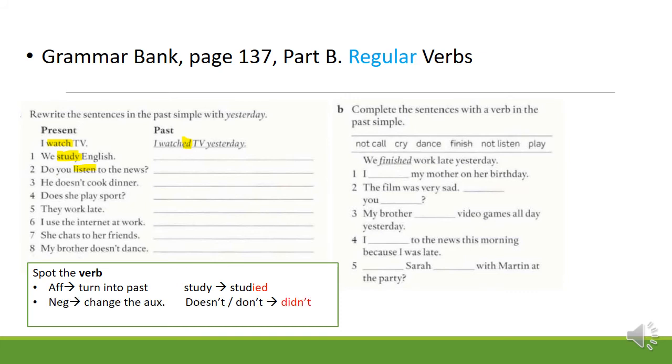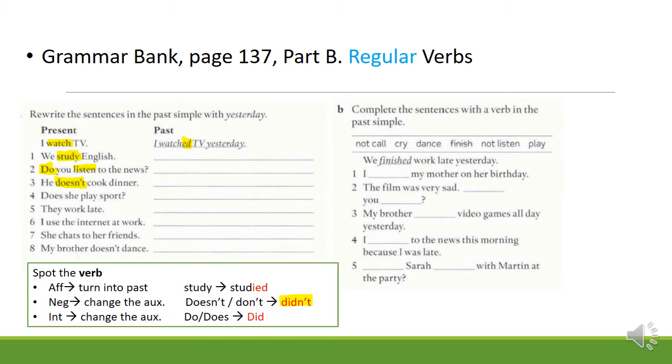If you have a negative sentence, you will change the auxiliary. For example, in number 3, this is a negative sentence. To turn this sentence into past, you will change the auxiliary. Instead of doesn't, you will use didn't. When you have a question, you will change the auxiliary too. For example, in number 2, here we have a question and the auxiliary do. So we will change do for did.